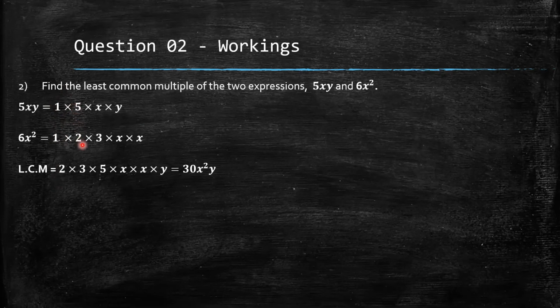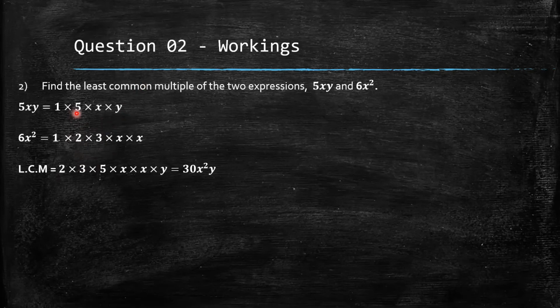And let's move to 2. Here the power of 2 is 1. But in your first expression, the power of 2 is 0. There is no 2 here. So you take the highest power, that is 2 to the power 1, to your LCM. And let's move to 3. 3 to the power 1 here, and you don't have any 3 here, so that means 3 to the power 0. So the highest power is 3 to the power 1. You take 3 to the power 1 to the LCM.